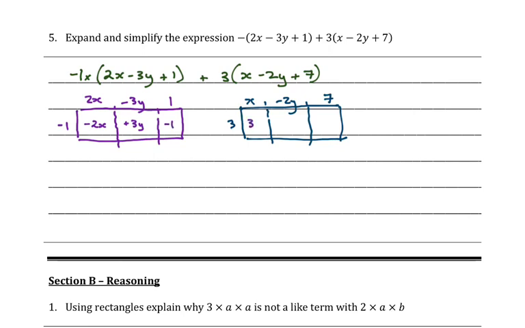In this rectangle, we have 3 times x, so it's 3x. We have -6y, and then plus 21. We can write these terms separately. So we have -2x plus 3y, subtract, or add -1.